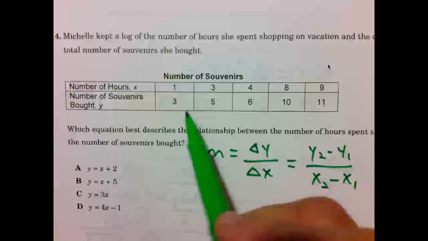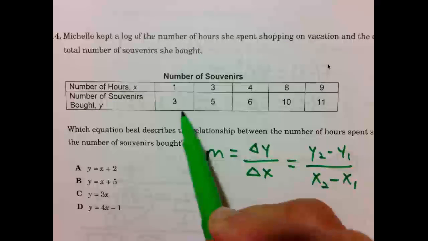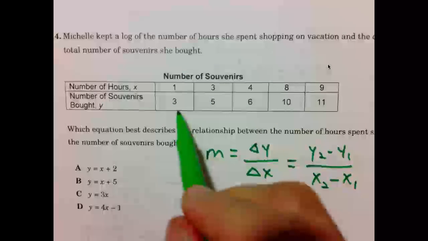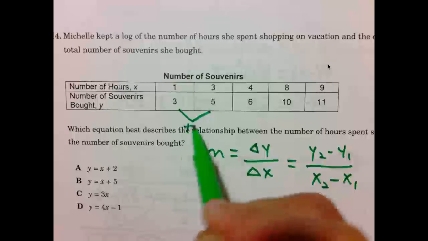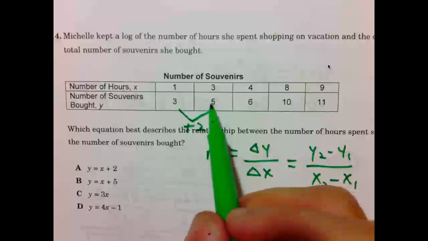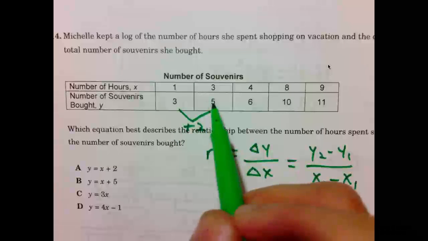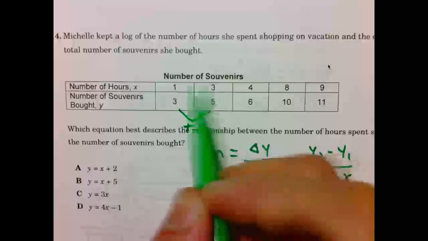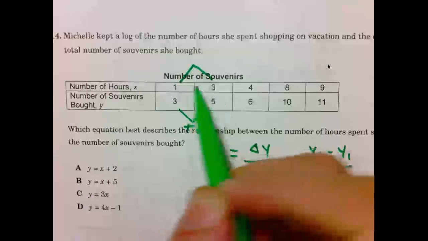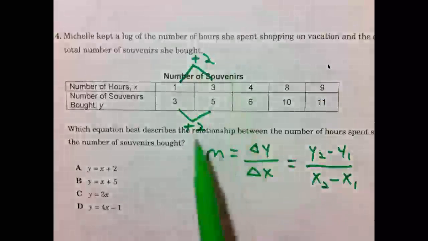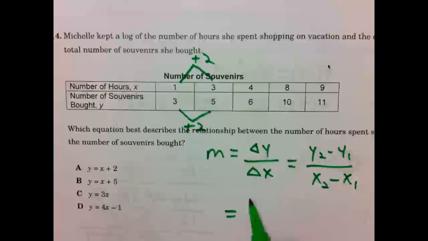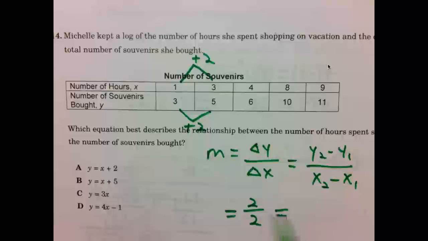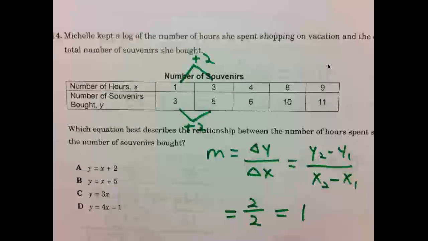So let's find the change in y from any 2 points we can choose. Well, from 3 to 5, that is an increase of 2. I can simply find that by subtracting 5 minus 3. Since I did 5 minus 3 in the x's, I must do 3 minus 1. That too is an increase of 2. So, change in y divided by change in x. In this case, that's 2 divided by 2. And 2 divided by 2 is 1. So my slope is 1.